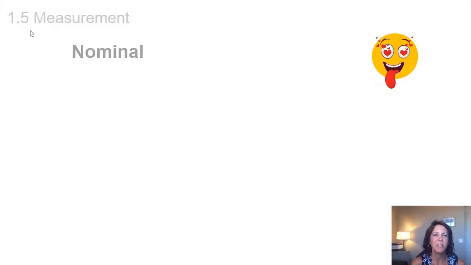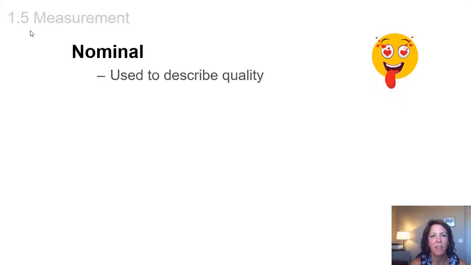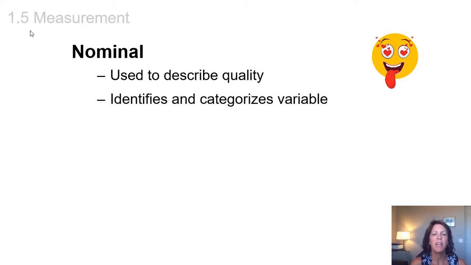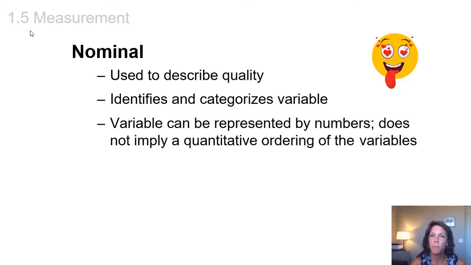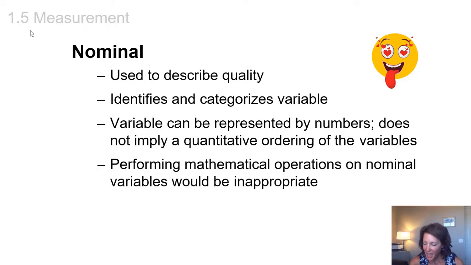All right, the first scale is nominal. And this is a scale that's used to describe the quality of something. It identifies and categorizes something, and it can be represented by numbers, but the numbers do not mean anything numeric at all. There's no quantitative ordering of these numbers. And performing mathematical operations on a nominal variable would be inappropriate. So as we're doing statistical tests, we know that we can't find the mean of a nominal variable, for example.